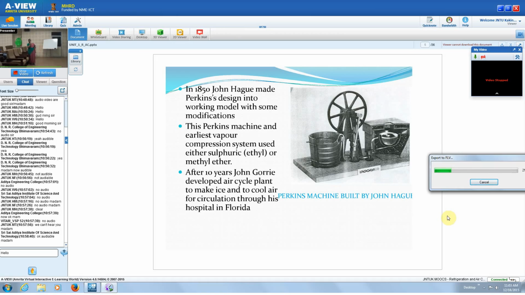Again, in the history, in 1850, John Hague made Perkins' design into a working model with some more modifications. This is the Perkins machine, the earliest vapor compression system, used with sulfuric or methyl ether as the refrigerant. After 10 years, John Gorey developed an air cycle plant to make ice and to cool air for circulation through his hospital in Florida. You can see the figure, a Perkins machine built by John Hague.